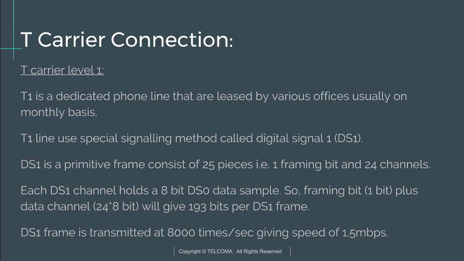Each DS1 channel holds an 8-bit DS0 data sample. So every one of the 24 channels has an 8-bit DS0 data sample. The framing bit of 1 bit plus 24 channels of 8 bits each, 24 times 8 plus 1, gives 193 bits per DS1 frame. The DS1 frame is transmitted 8000 times per second, giving a speed of 1.5 Mbps. So T1 lines transmit data at 1.5 Mbps.